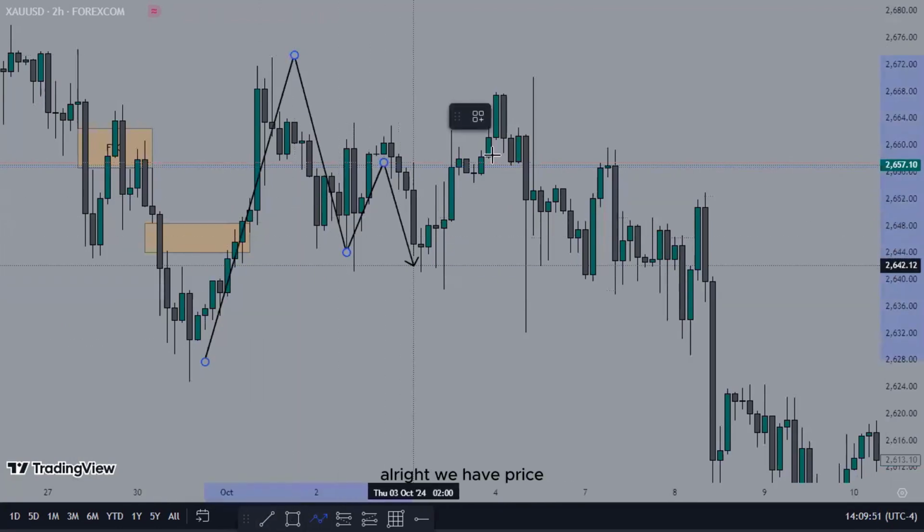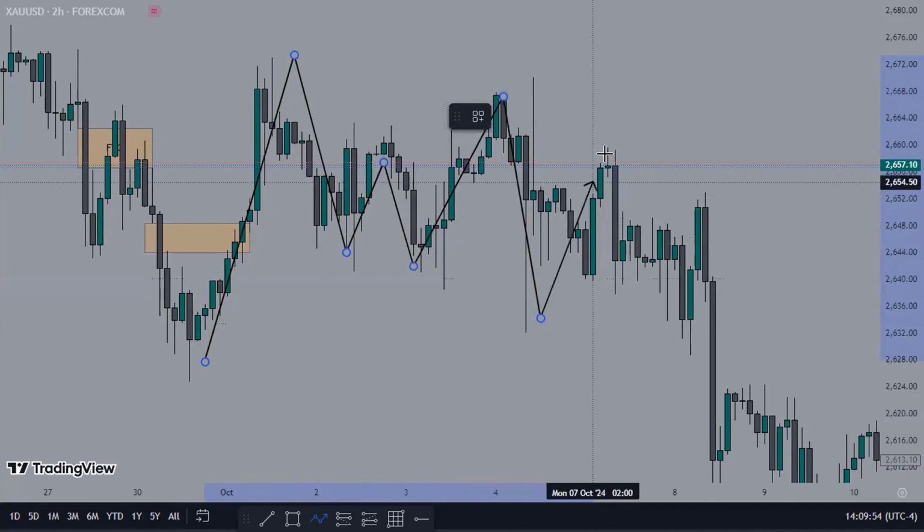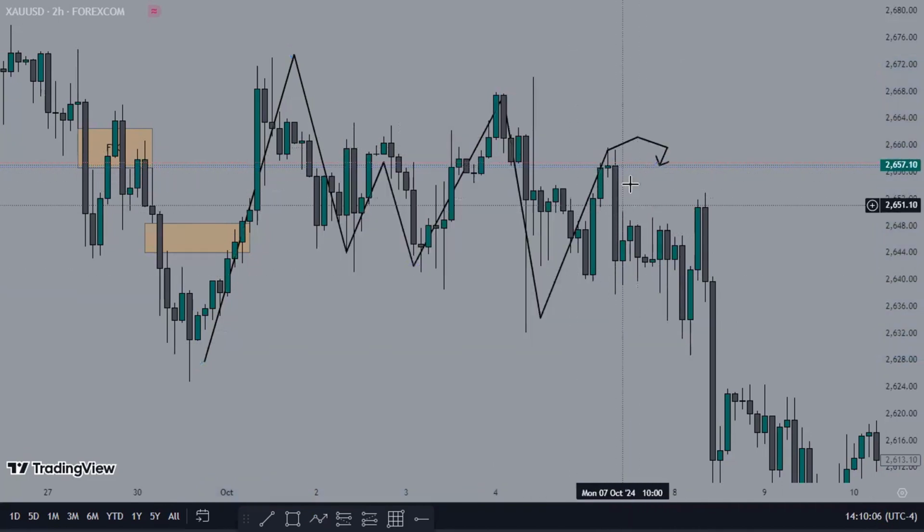We have price moving, we have structure, we have another lower high here, then we have a little consolidation and a break of structure to the downside eventually, leaving us with what? This gap. There's a gap here. You guys should pay attention. There's a gap here.